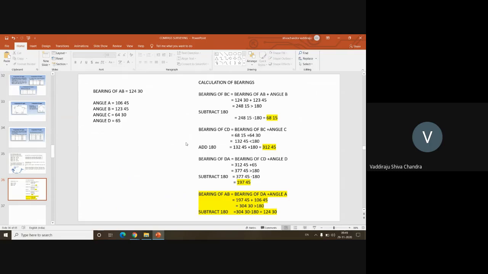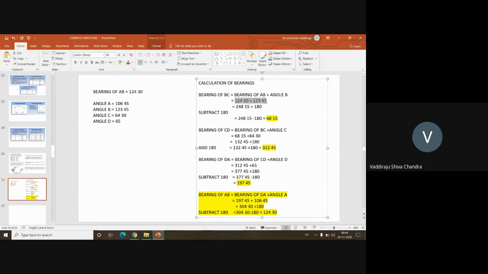I'll just explain you once. You can see here the bearing of BC is equal to bearing of AB plus angle B: 124 degrees 30 minutes plus 123 degrees 45 minutes. It is 248 degrees 15 minutes, which is greater than 180. So I'm subtracting 180. So the bearing is 68 degrees 15 minutes.